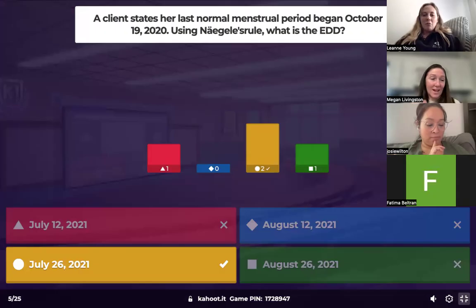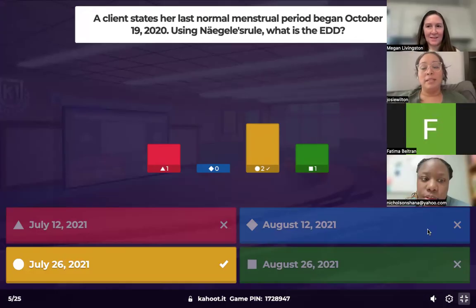All right. What is the formula for Nagel's rule? Isn't it you add a year, subtract three months, and then add 7 days? But that timer gave me anxiety and I freaked out.